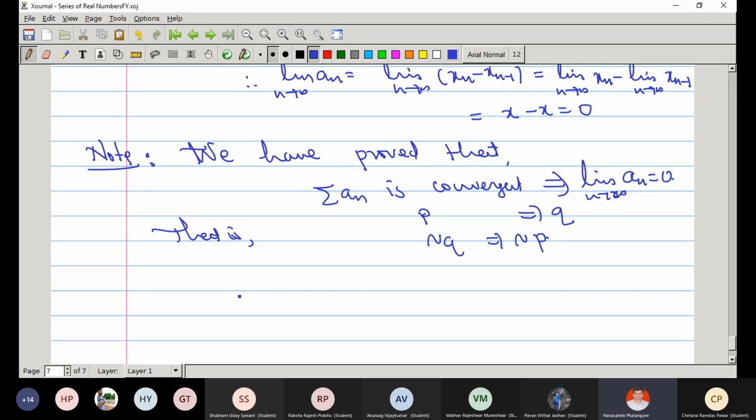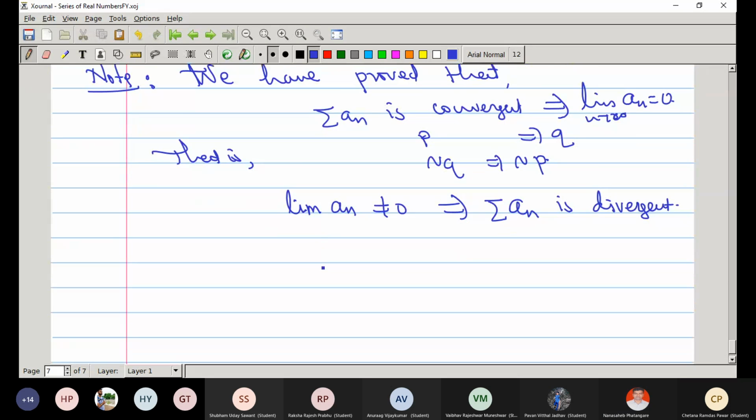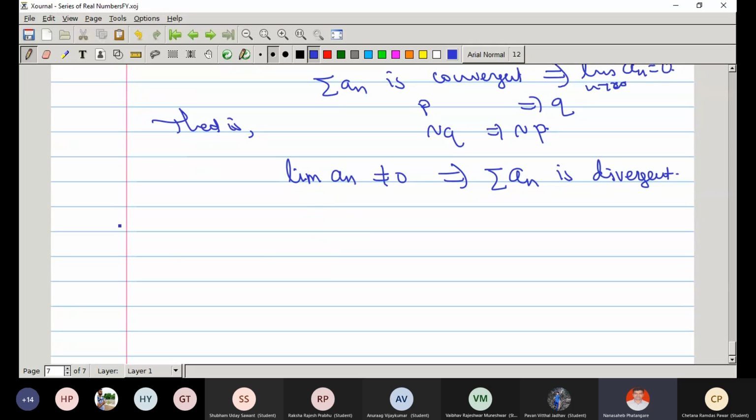That is, what is the negation of Q? The limit of an is not equal to 0. The limit of an not being 0 implies the series an is divergent. Right. So this is a very interesting thing which we have found. And therefore this criterion is very useful to decide if a series is divergent.